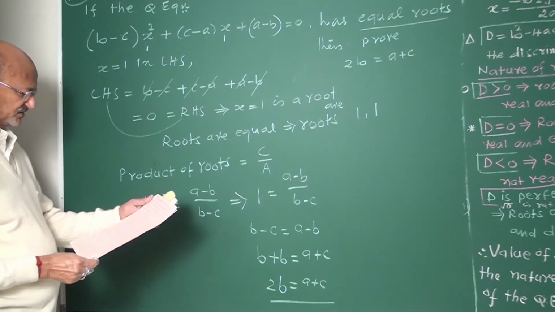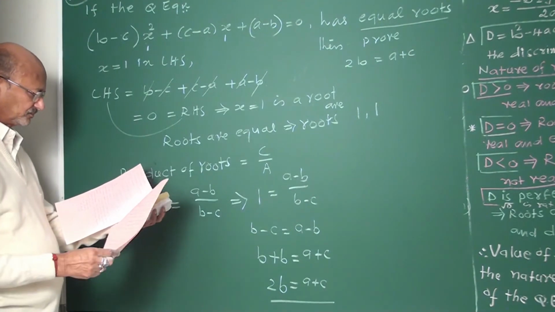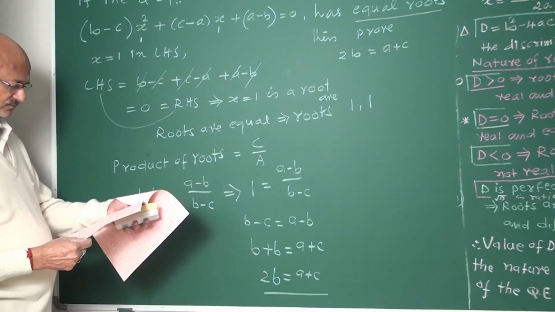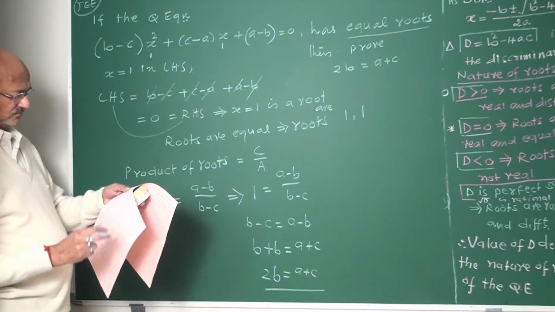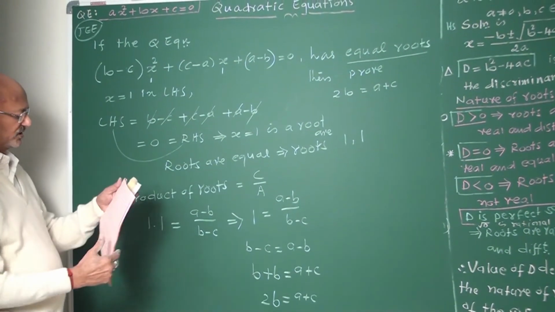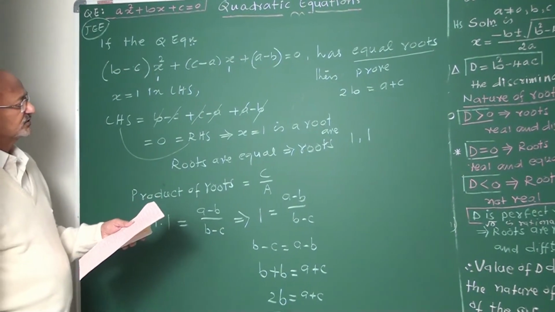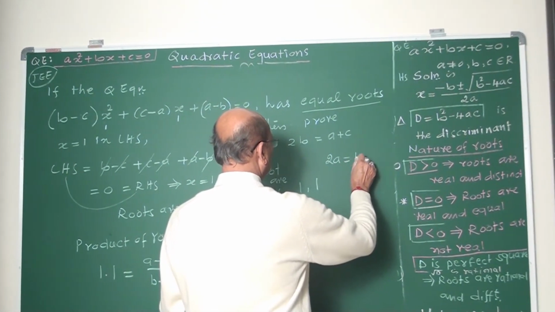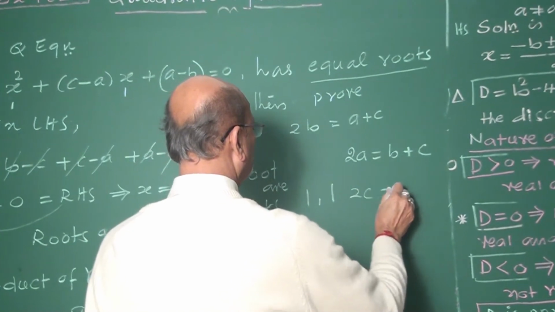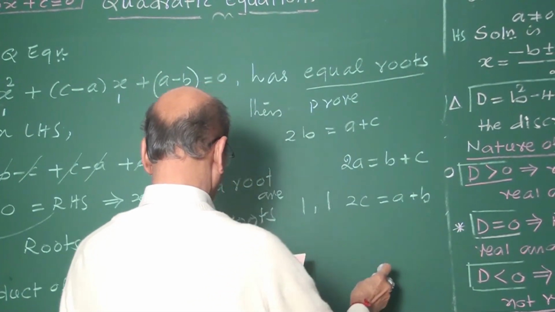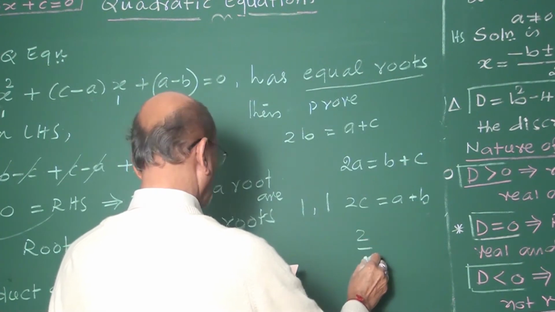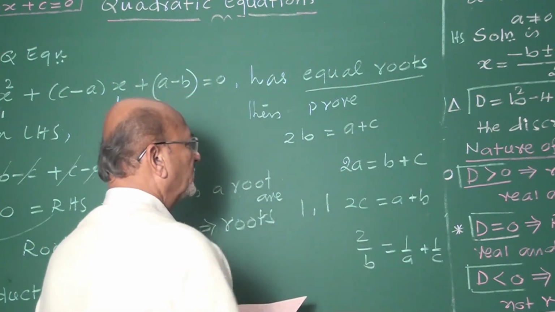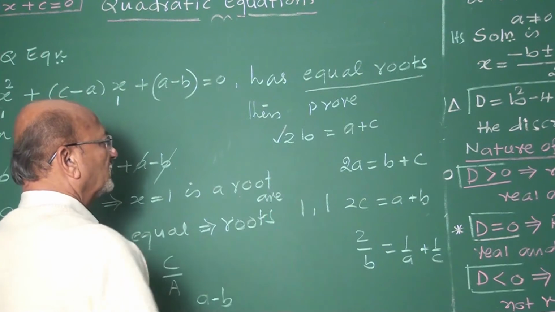Next is the same question, they may give it with options. This is one option. What is the second option? 2A equal to B plus C. Third option, 2C equal to A plus B. And the fourth option is 2 by B equal to 1 by A plus 1 by C. Like this, they may give the options. This will be your correct option.